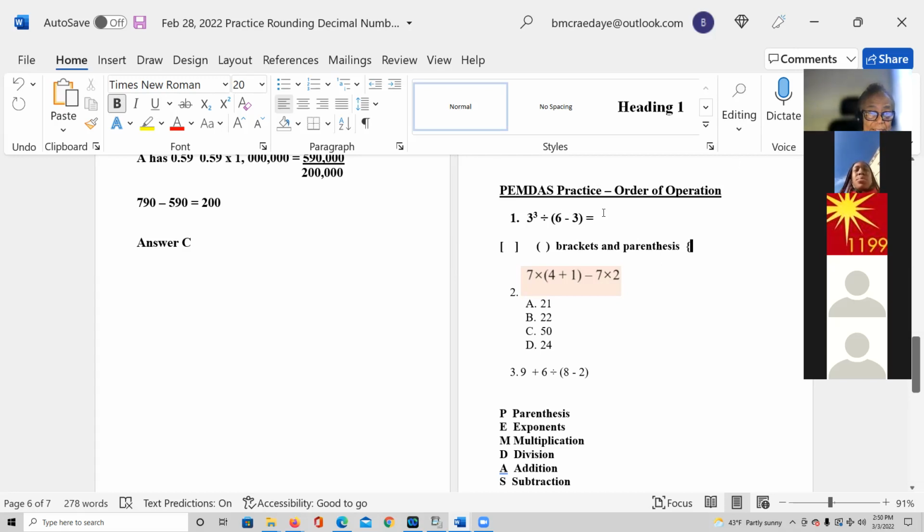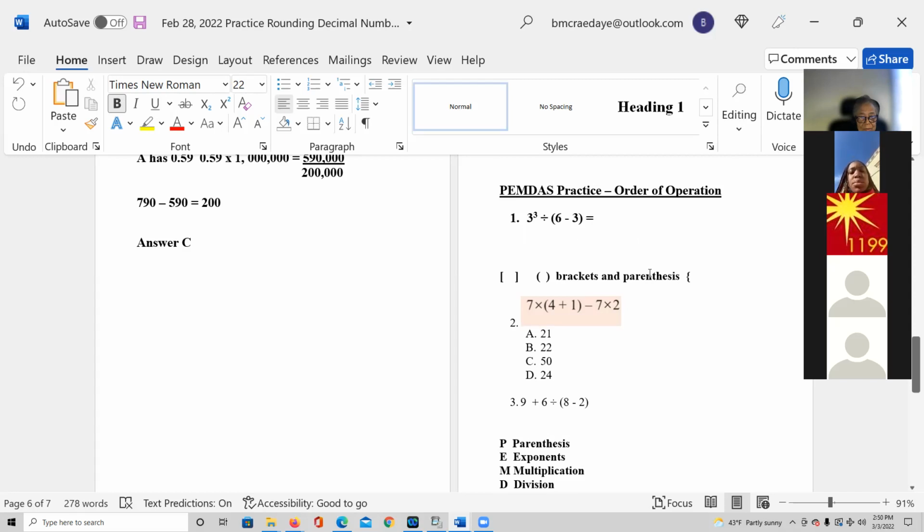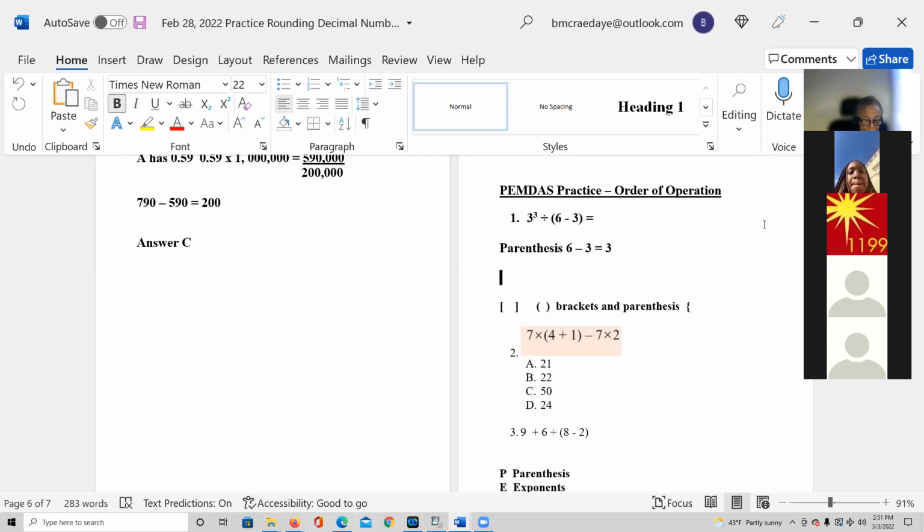So you're going to do your parentheses first. What do you do first then, Mercedes? I subtract 3 from 6. Okay, parentheses first, which would be 6 minus 3. That equals 3. Now let's put our 3 in there because we've done our parentheses. So this will be 3 to the 3rd power divided by 3, because 6 minus 3 was 3.